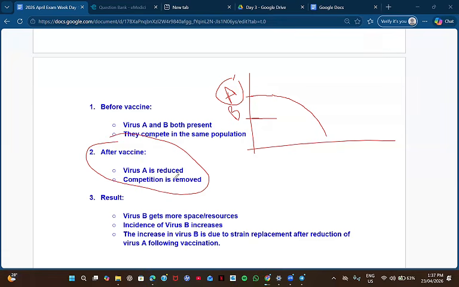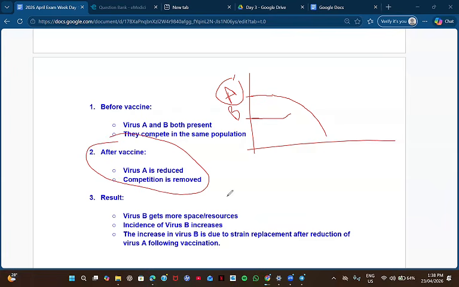So the competition is removed, right? Previously, both A and B competed in the same environment. Now we are giving a vaccine for virus A, and virus A is reduced, decreased, right? Then there's no competition. B is having everything because now A is decreasing, right? B is having everything for itself. So what happened as a result? Virus B gets more space and more resources because of the vaccination.